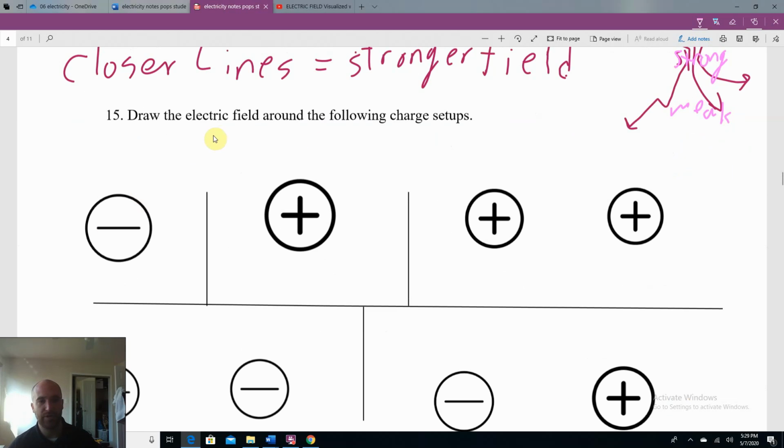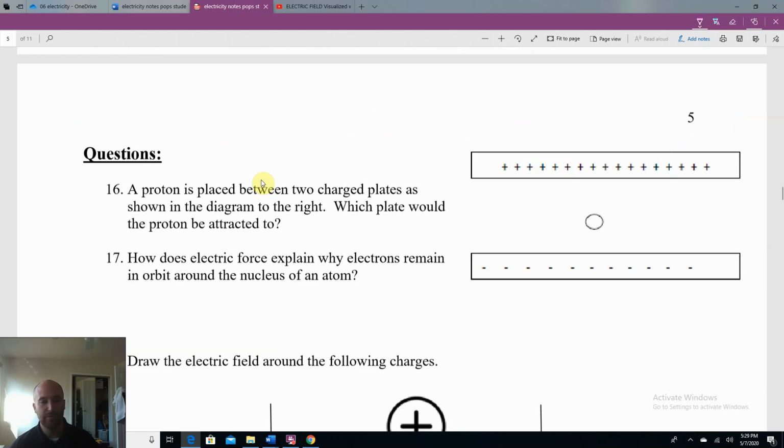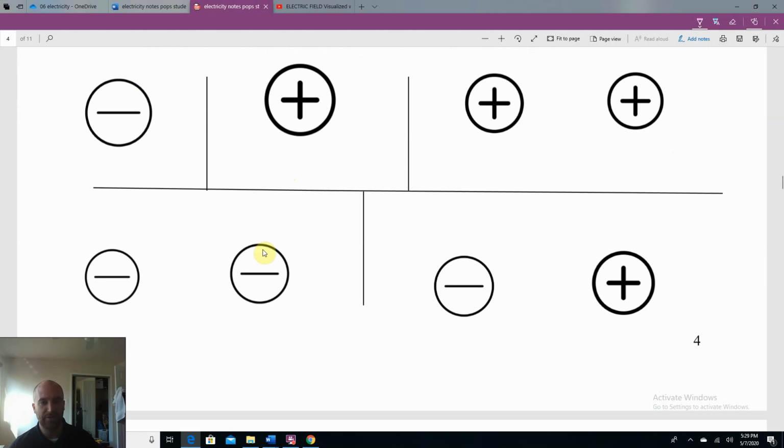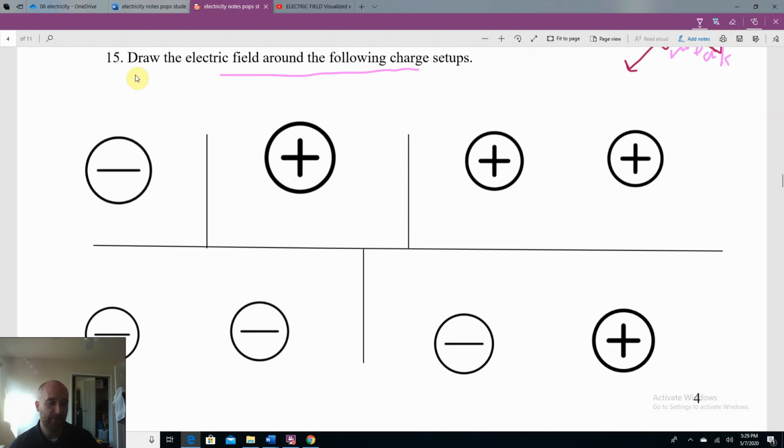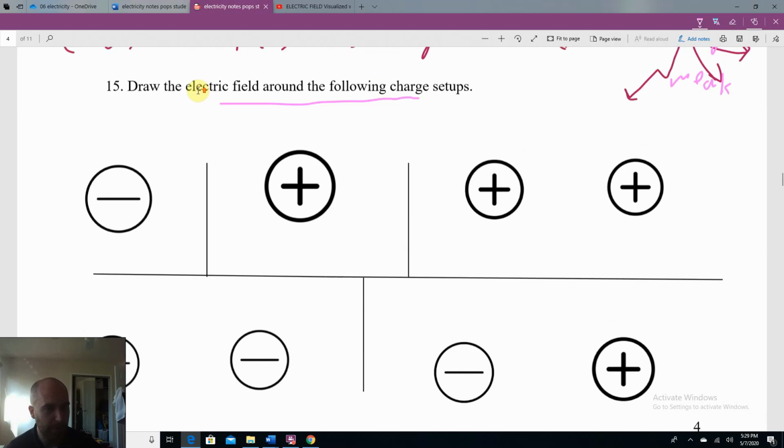I could ask you to draw the electric field around a charge. So that's what we're going to do. These are all the different ones I could possibly ask you. So let's go. We've got a negative charge. Do the field lines point towards negative or away from negative? Towards negative. Why is that?